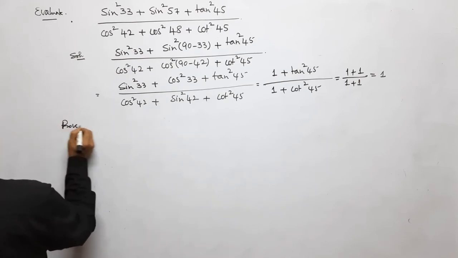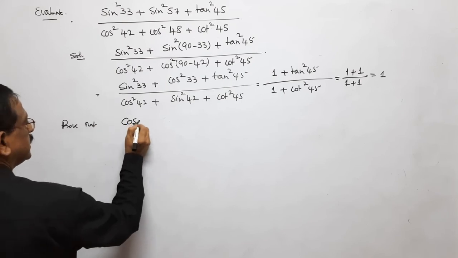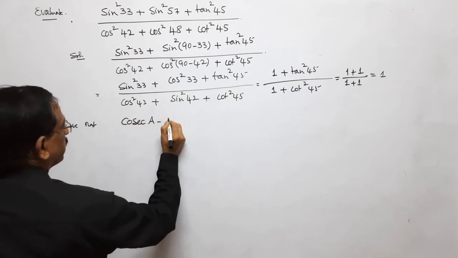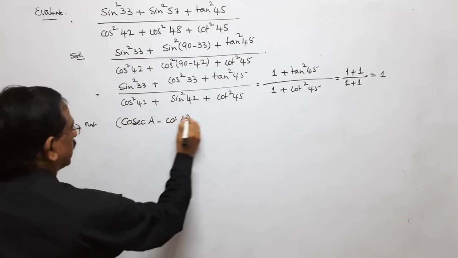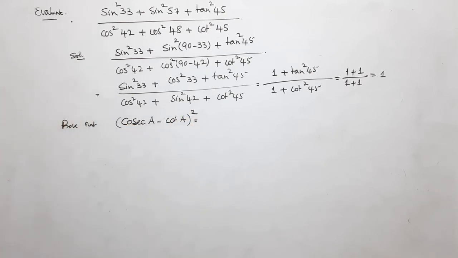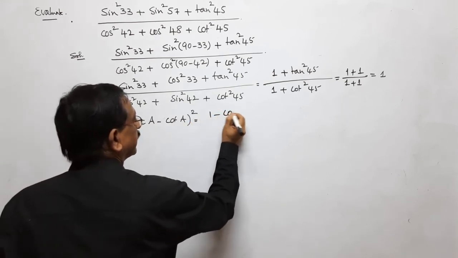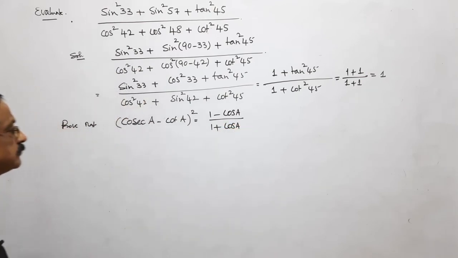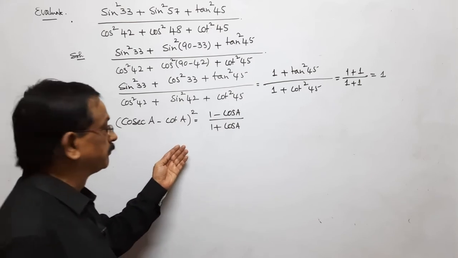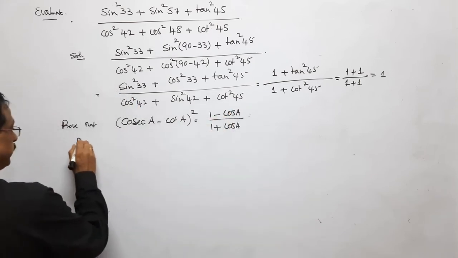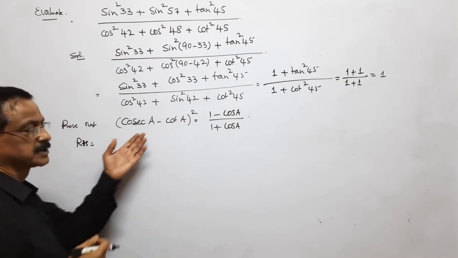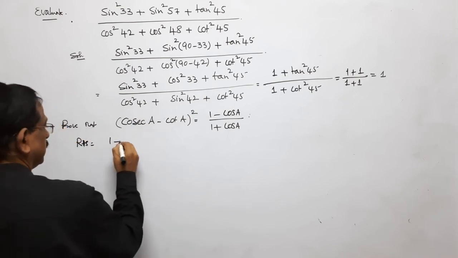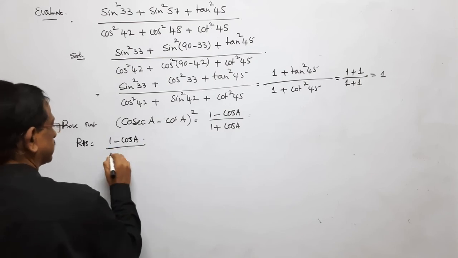Prove that cosecant A minus cot A whole square is equal to 1 minus cos A by 1 plus cos A. Actually that's a very simple one. In this problem, we can consider RHS. You can start with LHS as well as RHS. So this time I would like to start with RHS.